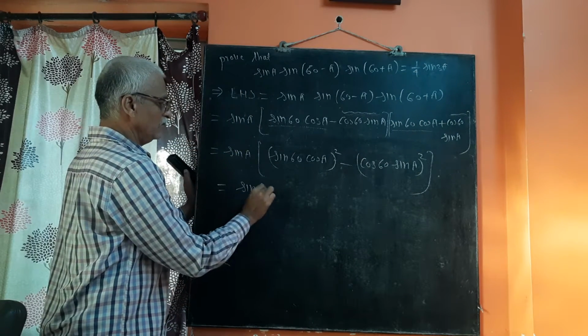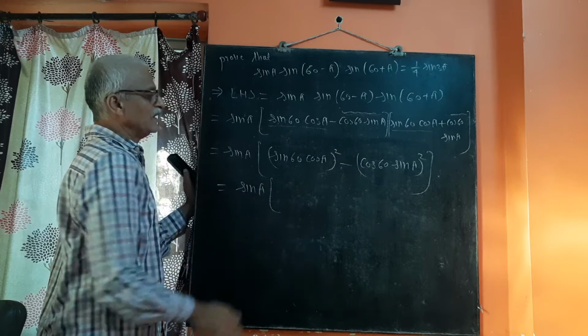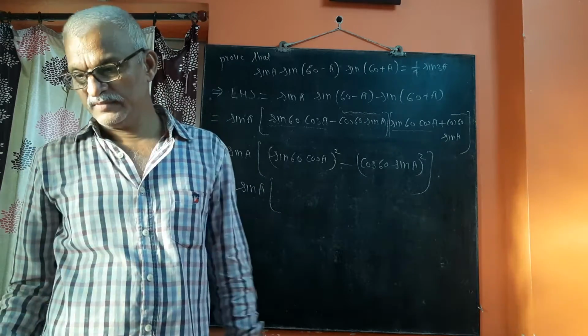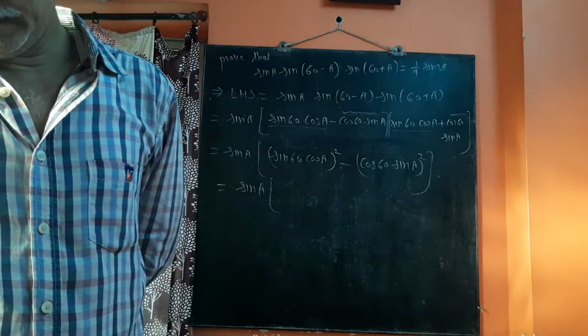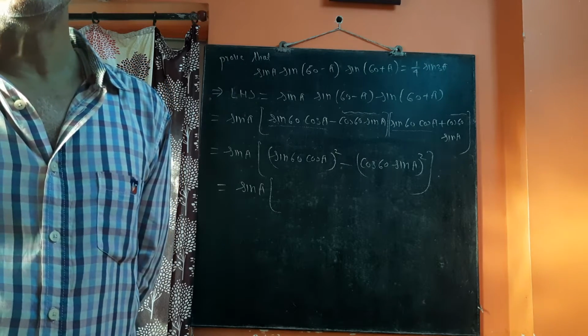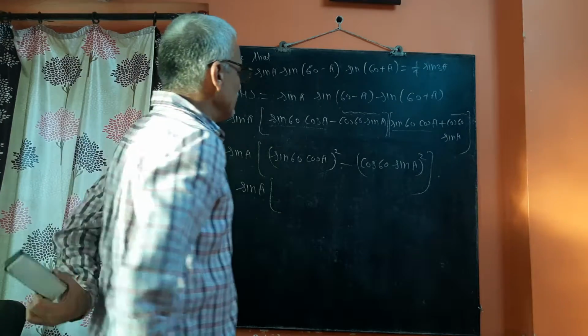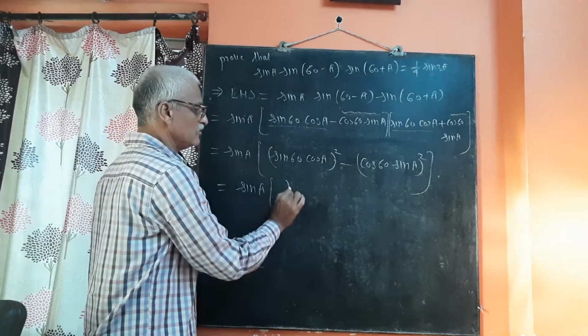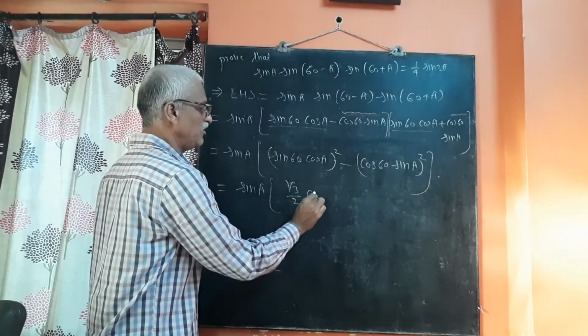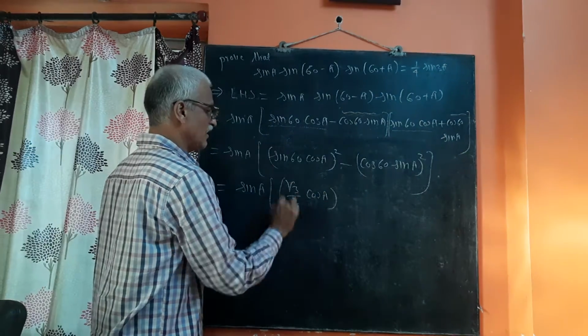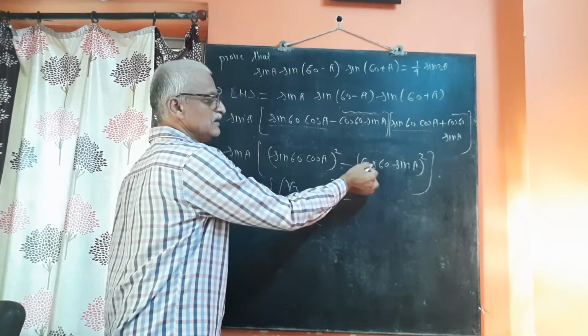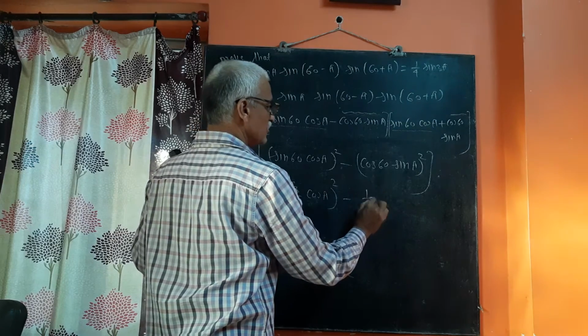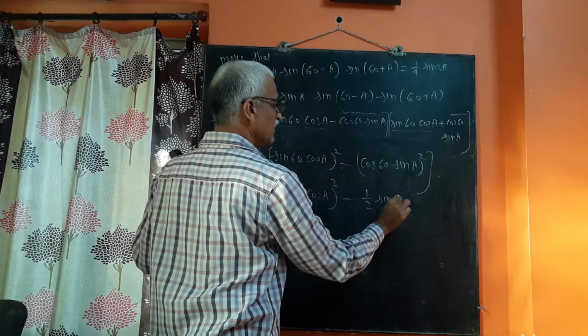sin A into in bracket sin 60 cos A. We have to put the value of sin 60. Sin 30 is equal to 1 by 2. That means sin 60 equals root 3 by 2. So this is root 3 by 2 into cos A the whole square minus cos 60, that is equal to half into sin A the whole square.